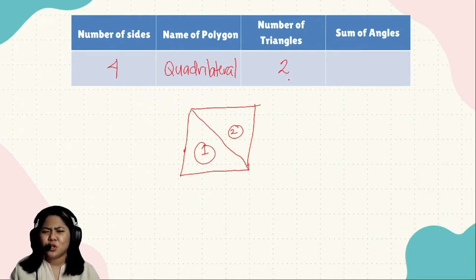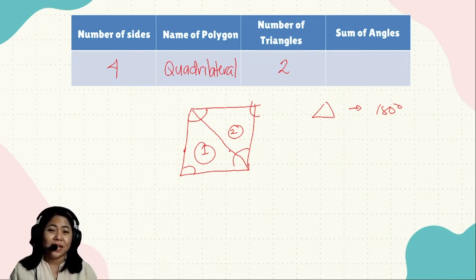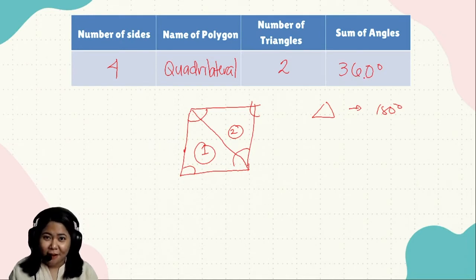At ano ang measure ng sum of angles of a quadrilateral? Okay? Kung tignan ninyo, kanina sa triangle, ang sum ng measure ng isang triangle, 180 degrees, diba? Eh, ilang triangles to? Dalawa. So, kung dalawang triangles yan, ang sum of angles of a quadrilateral is 360 degrees. Okay? Ganun yung concept.